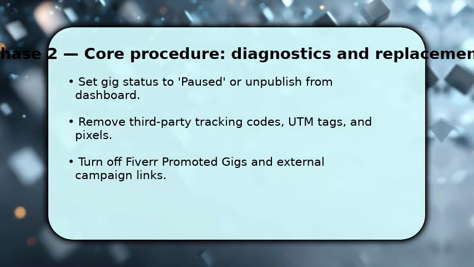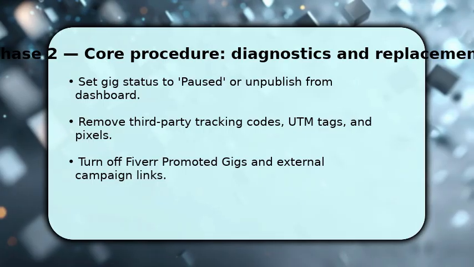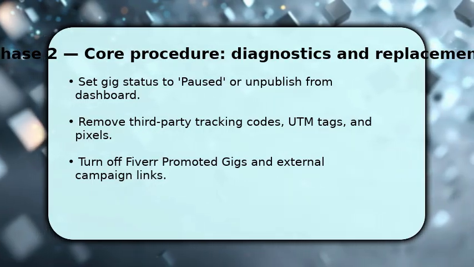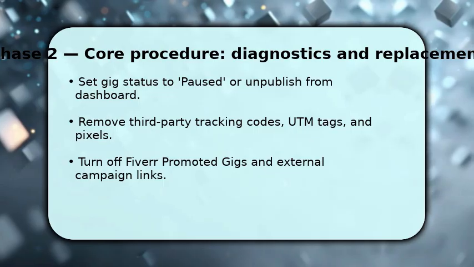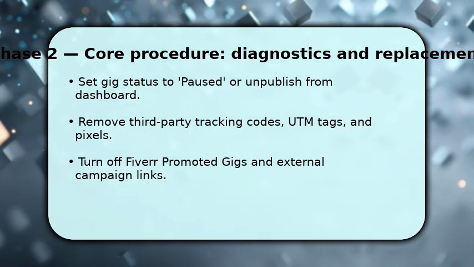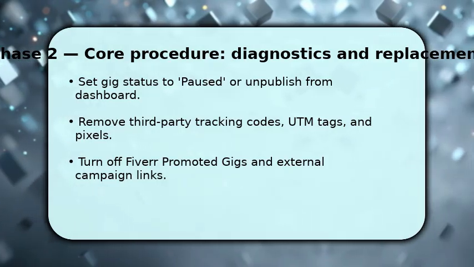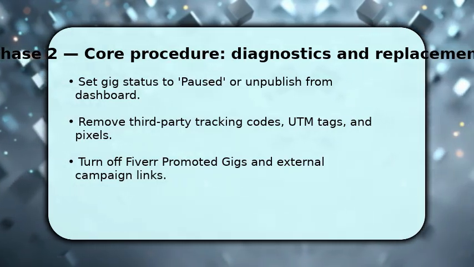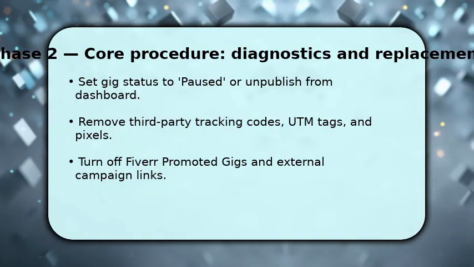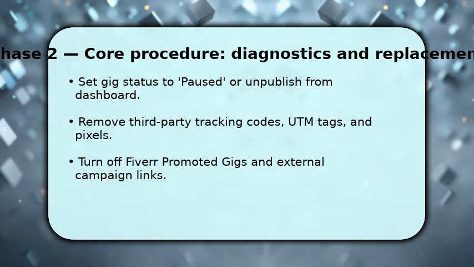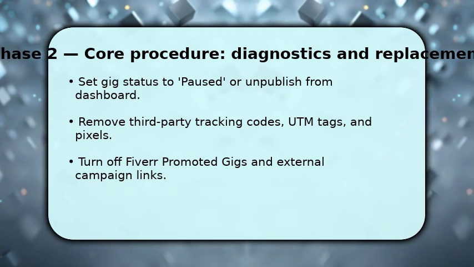channels. Then remove any tracking codes, UTM parameters, or advertising pixels from the gig and your external pages, because those keep driving traffic and impressions. Make sure to cancel or pause Fiverr promoted gigs campaigns and halt any connected Google, Facebook, or email campaigns. Once done, wait 1 to 2 days to confirm impressions drop.